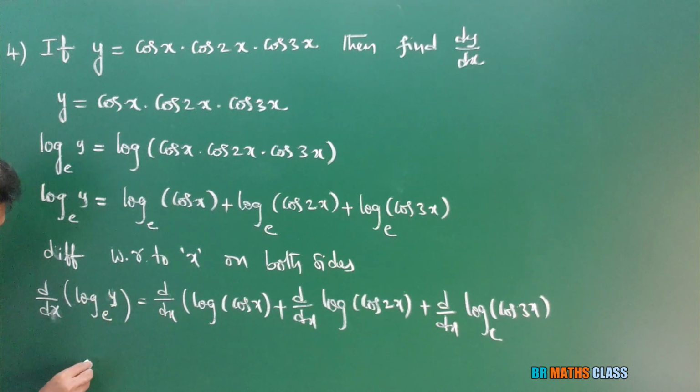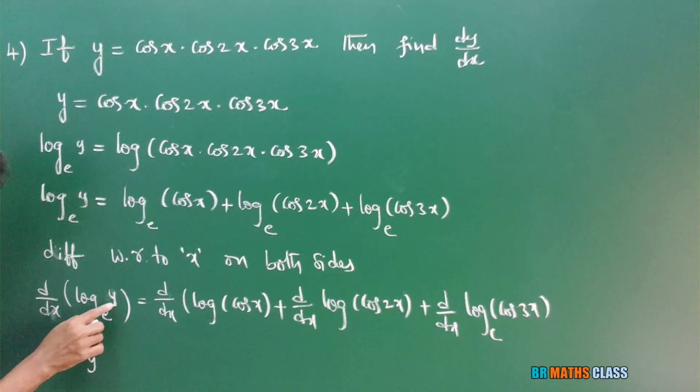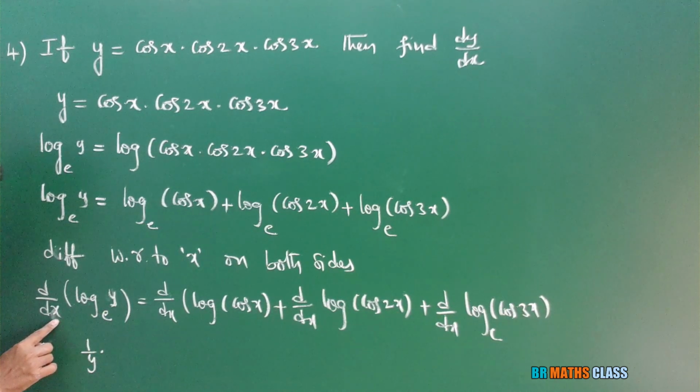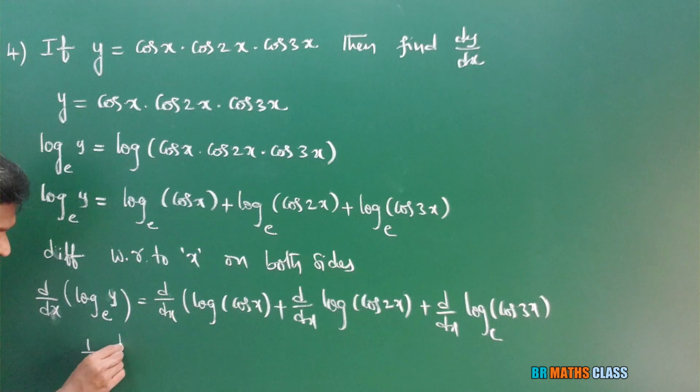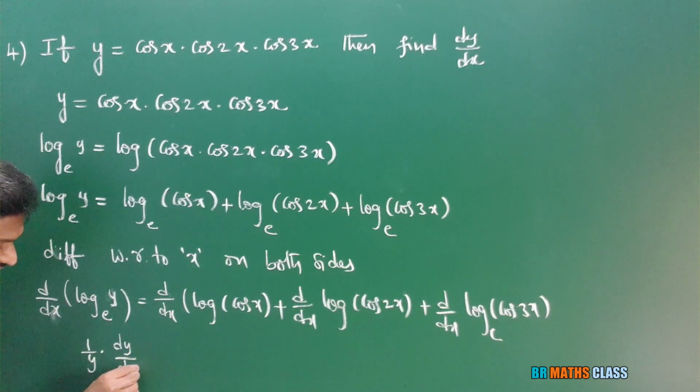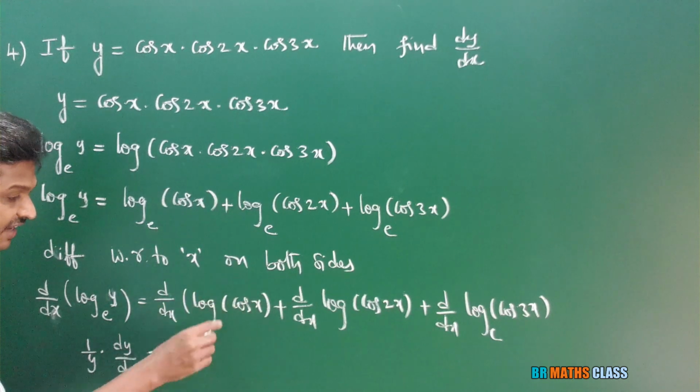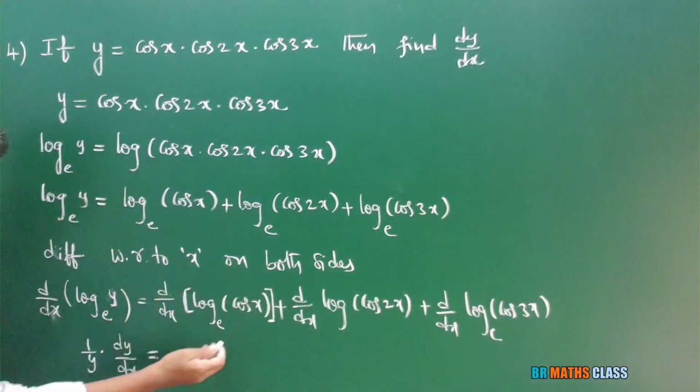So, d by dx of log y base e is 1 by y into, since this is in terms of y and we are differentiating with respect to x, we write dy by dx. We already learned this in earlier classes. Equal to. Now, I need to differentiate this part.